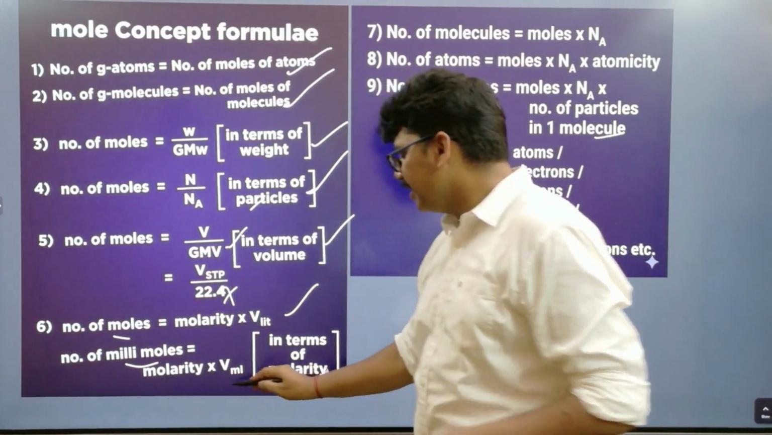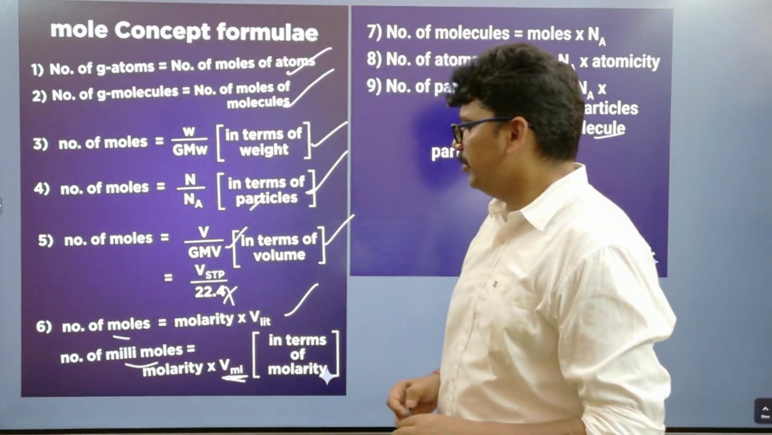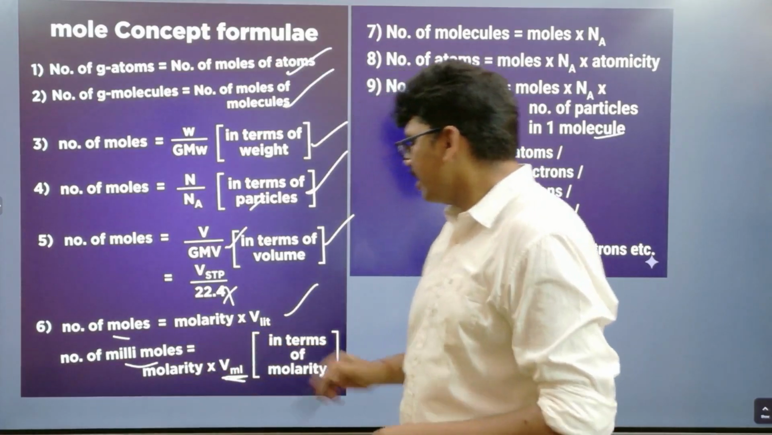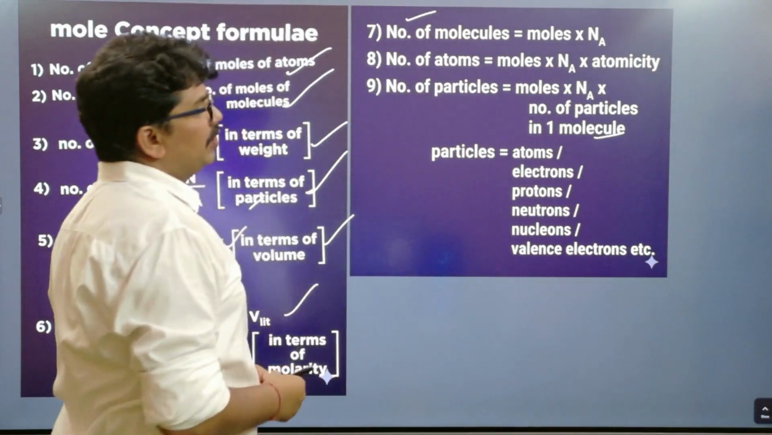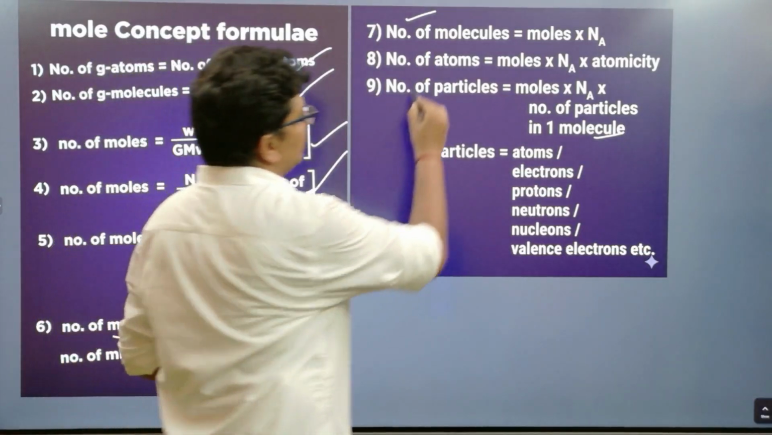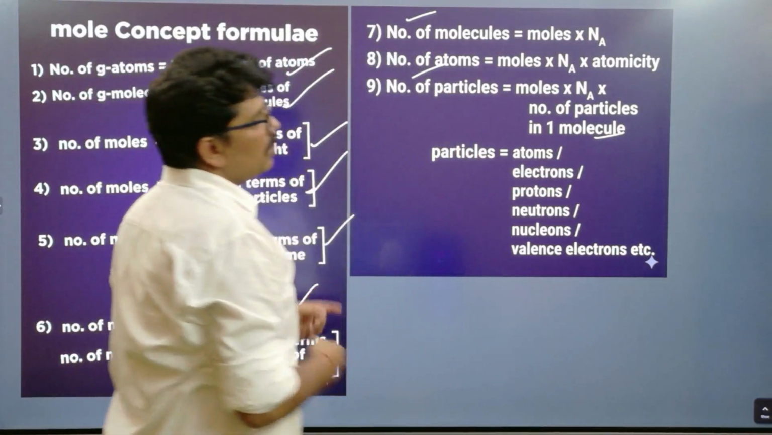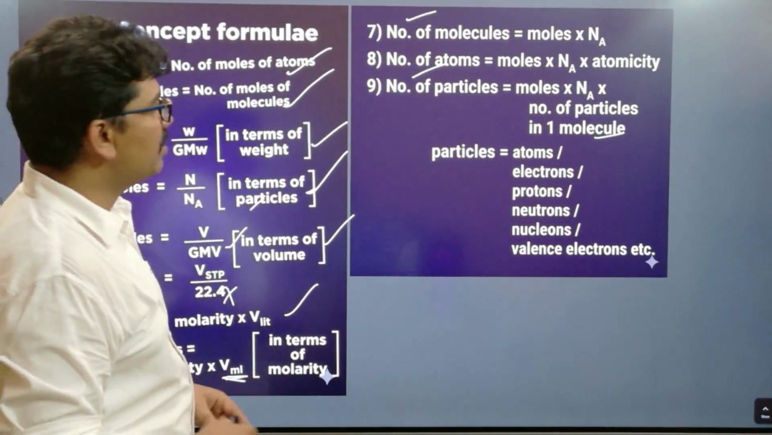Millimoles means molarity into volume in milliliters. Moles formula: molarity into volume in liters. Millimoles formula: molarity into volume in milliliters. And total number of molecules is moles into Avogadro number. And total number of atoms is moles into Avogadro number into atomicity. Atomicity is the number of atoms present in one molecule.